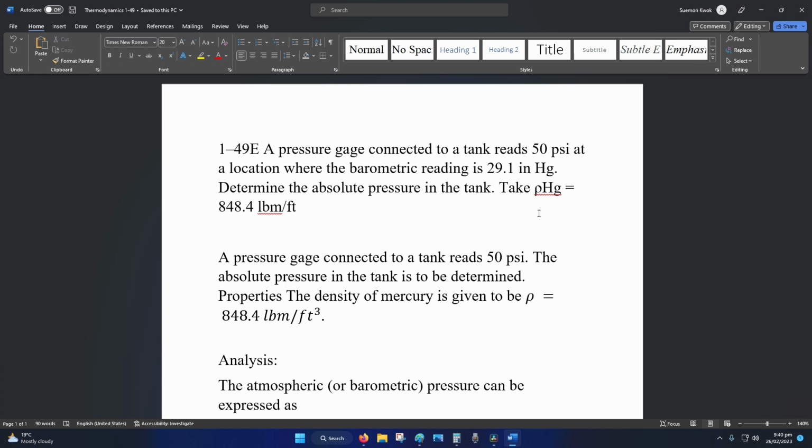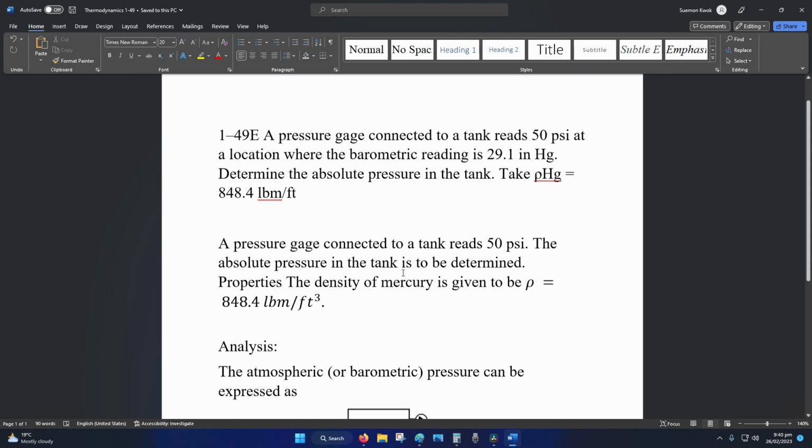We have a pressure gauge connected to the tank. It reads 50 psi at a location with a barometric reading of 29.1 inches of mercury. Find the absolute pressure in the tank. The density of mercury is 848.4 pound mass per foot. Here is the given information again.